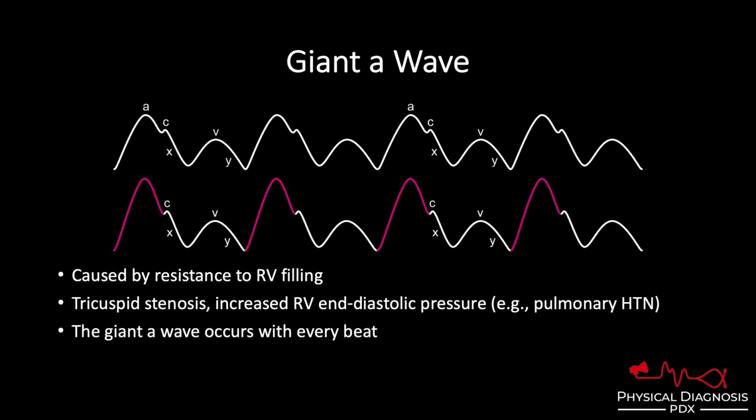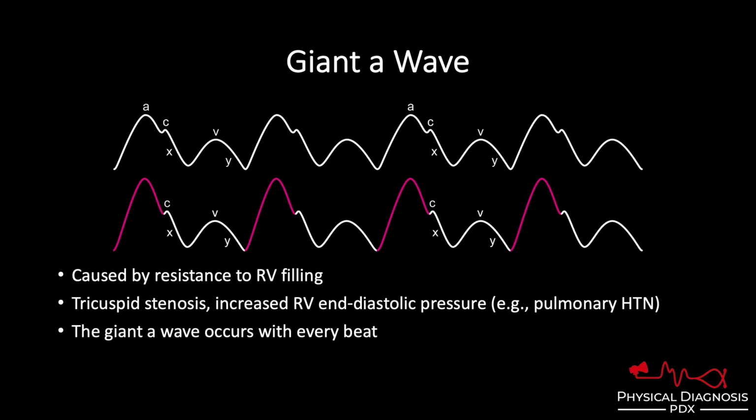waveform. After that peak, you're going to see two troughs. That's important. In the giant A wave, the subsequent X and Y troughs are preserved. Okay, that'll come up later. The other thing that's important is that the giant A wave occurs with every beat. That's also something to keep in mind. Okay.